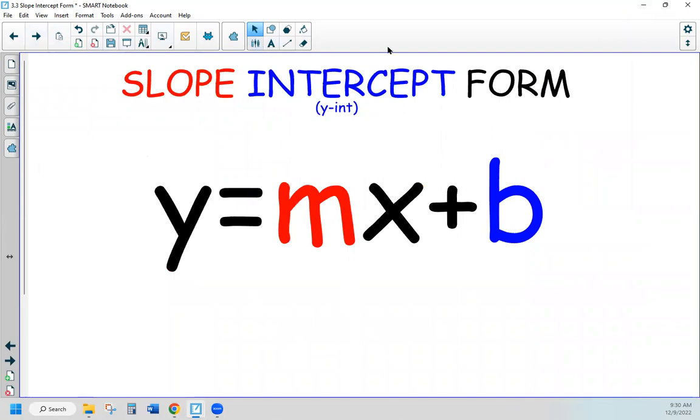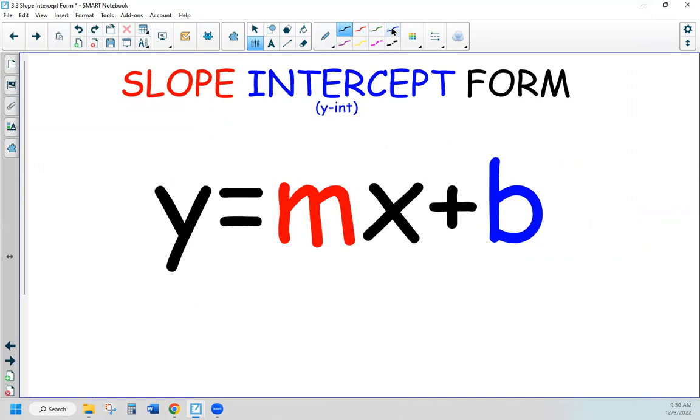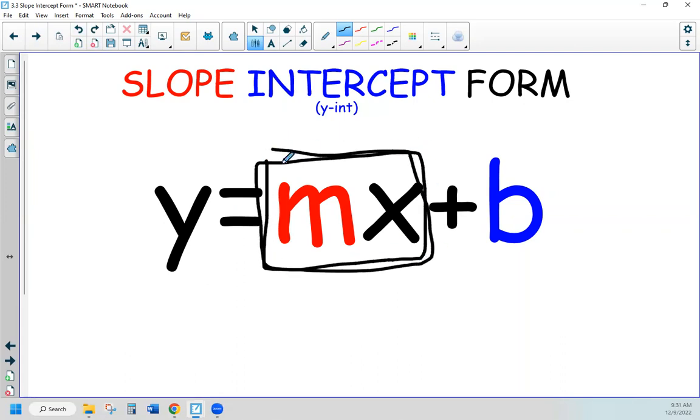The reason why it's called slope-intercept form is because this is the format. This right here is the blueprint of how we want our equation to look like. First step, we want Y to be by itself right here. Y, we want it to be isolated by itself on the left side. Then the term that has X, the X term, is going to go right after the equal sign.